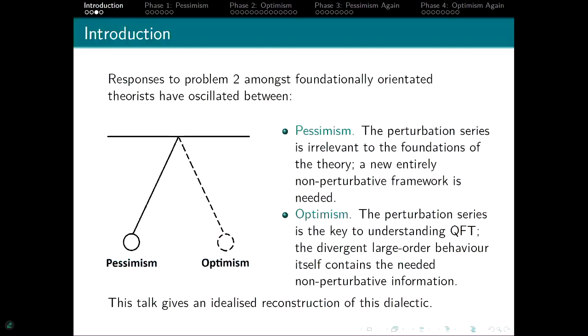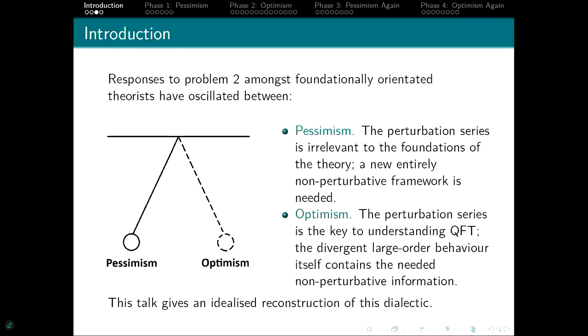And the way I'm going to be setting it up is like an idealized historical story, thinking of this in terms of an oscillation between two different responses to the problem. On the one hand, a very pessimistic take, which basically says, okay, the series diverges, that means this whole formulation is foundationally irrelevant. We need to develop an entirely new approach to quantum field theory. This is one way to think about the motivation for the axiomatic approach to quantum field theory, for instance, which philosophers have talked about quite a bit.